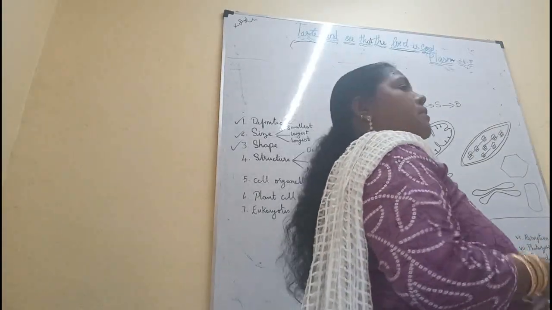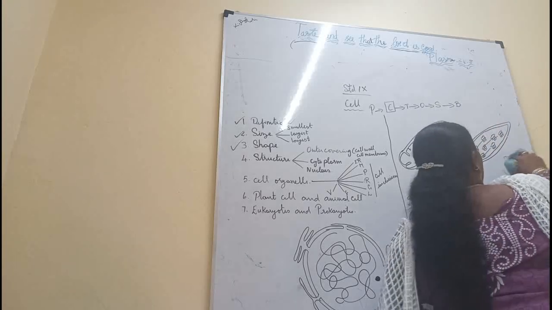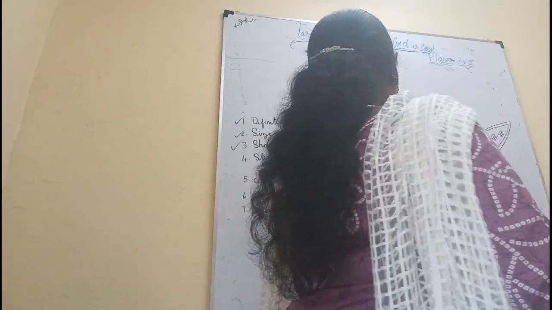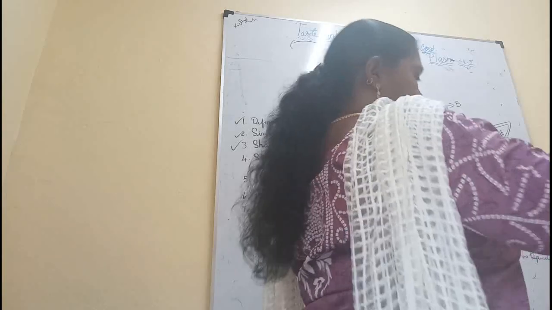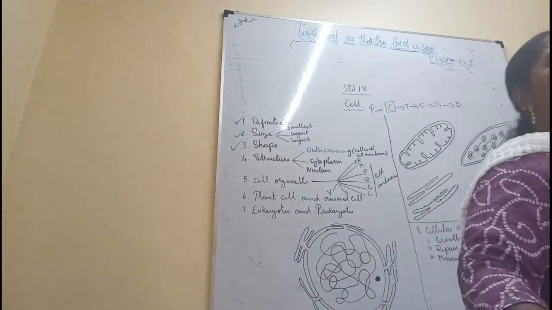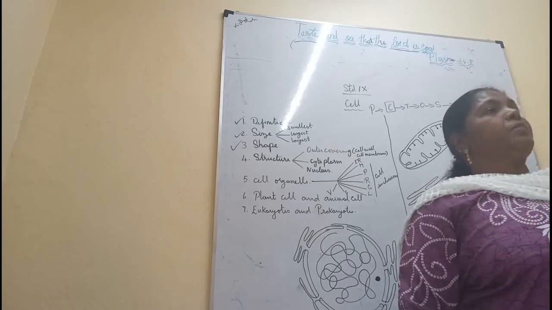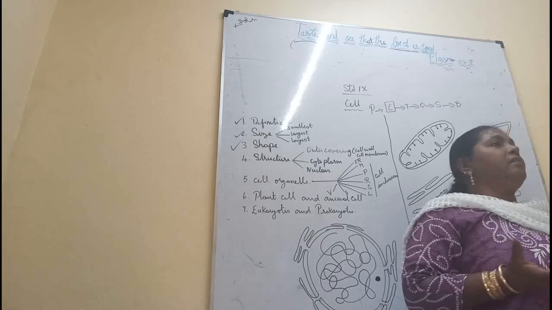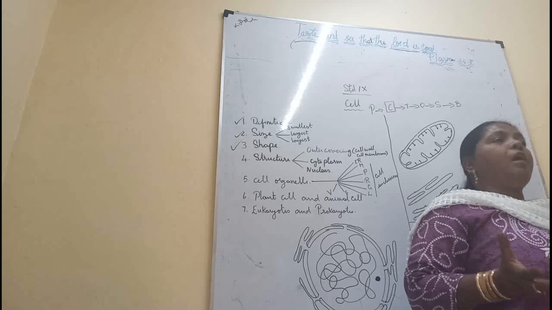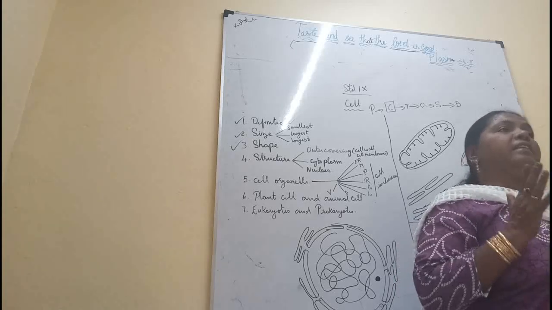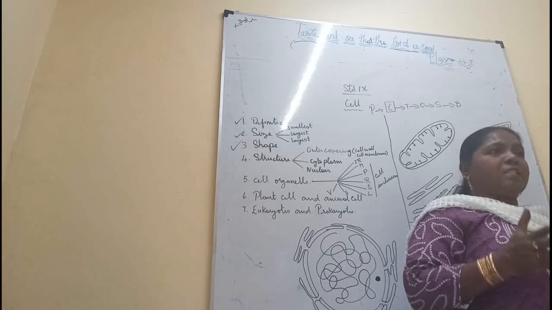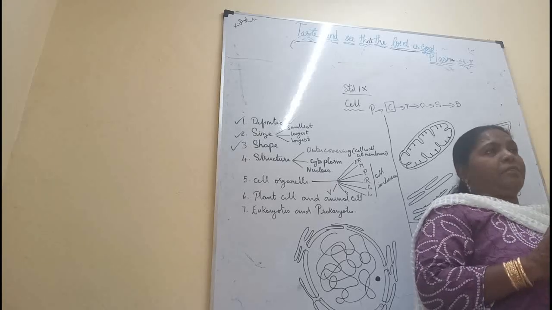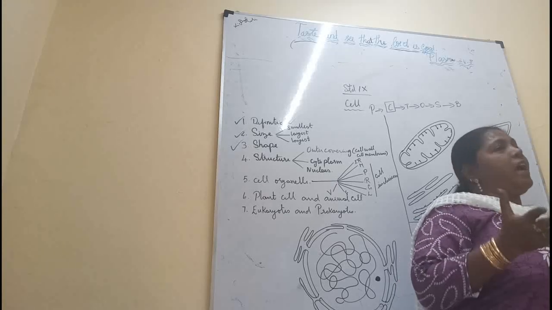Next comes the general structure. All of you have learned the general structure in lower classes. It has an outer covering, the boundary. The boundary of the plant cell is the cell wall, which is made up of cellulose. The boundary of the animal cell is the cell membrane. The animal cell does not have a cell wall. Cell membrane, or plasma membrane, is present in both plant cell and animal cell, but in addition to the cell membrane, the plant cell has a cell wall. So the cell wall is the outer boundary for the plant cell, and the cell membrane is the outer boundary for the animal cell.